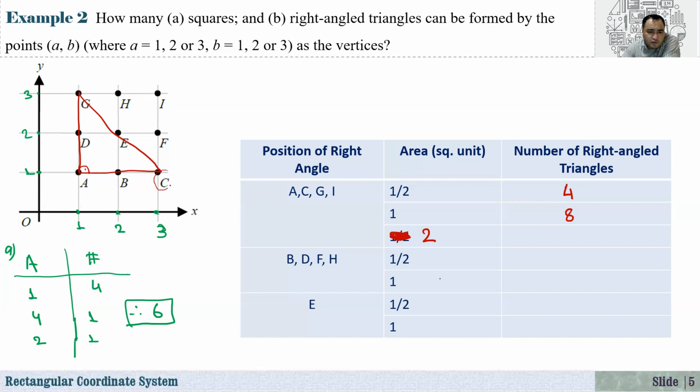So if I just draw right angles from here, it is 2, here it is 3, it is 4. So we have 4 right angled triangles. Okay, we are done with this.